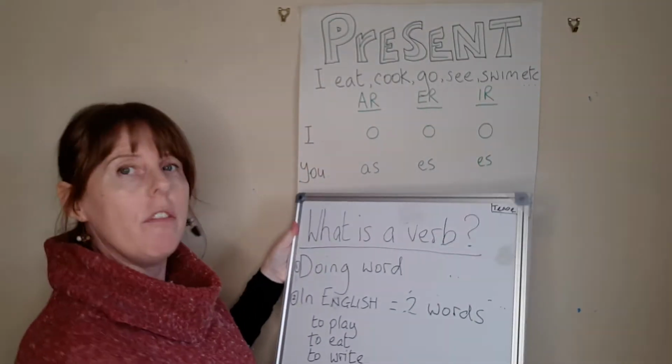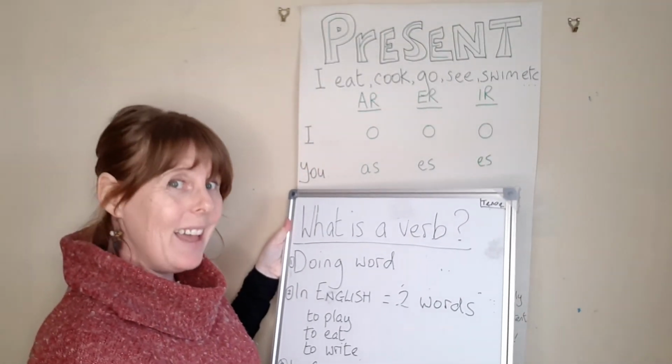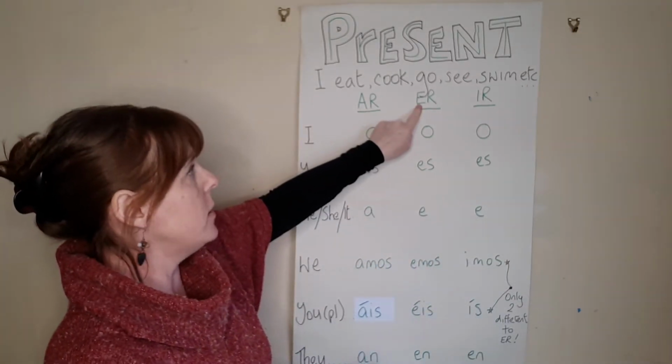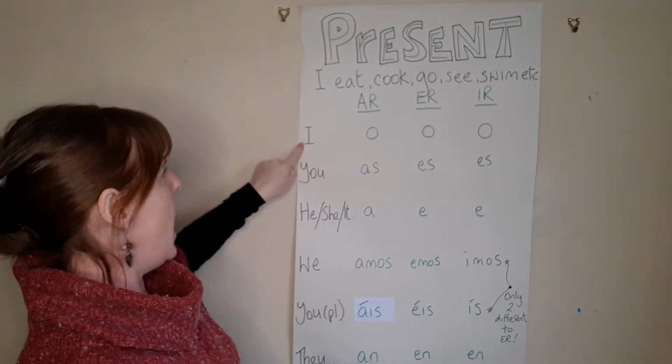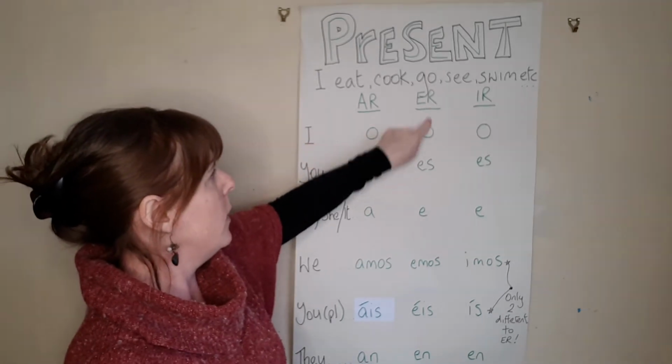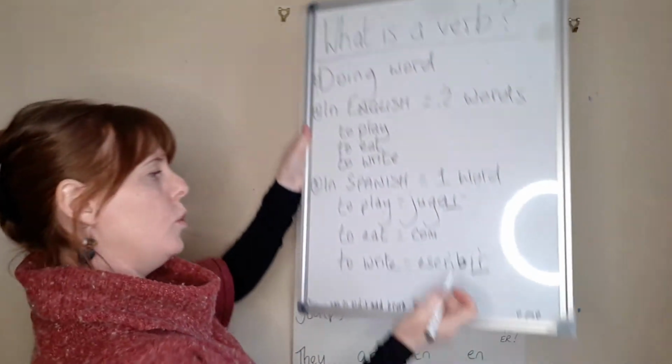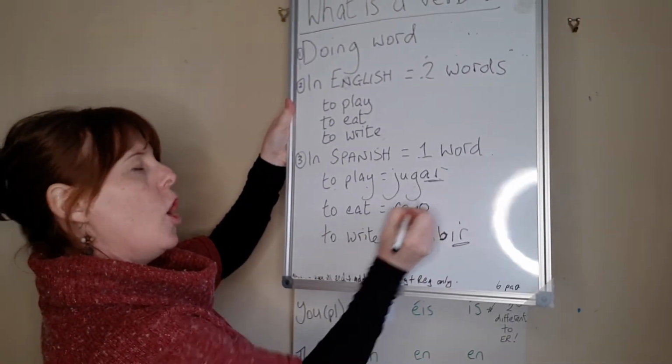And you know it was an ER verb because I just told you. Comer ends in ER. You knock the ER off, and you want the I part. So you go, oh, there's the I part. You pull it across. You stick an O on it. So to say I eat would just be como.